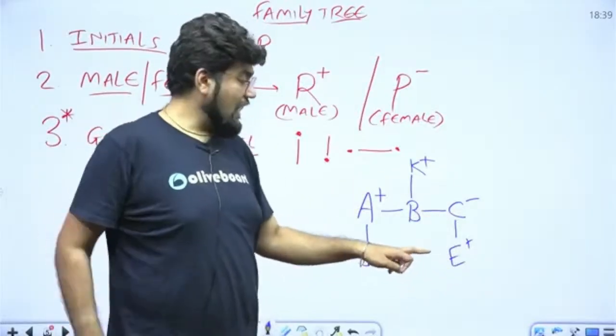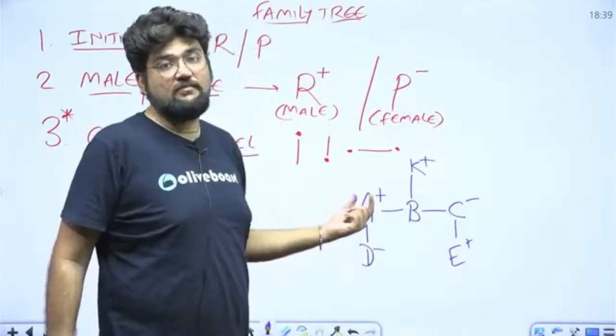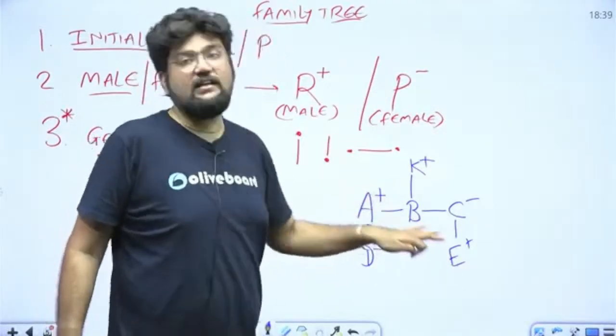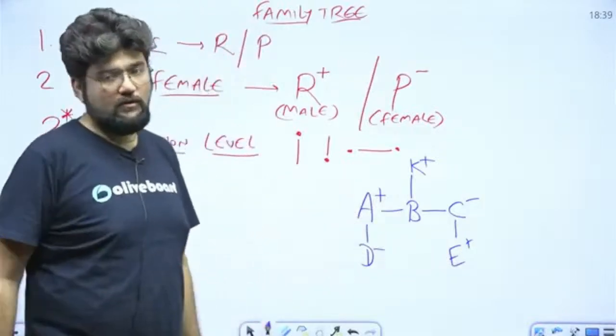So remember the question, how is A related to E? You need to specify A's relation. A's relation is a maternal uncle. How is E related to A? So you have to specify E's relation, that is a nephew. Look at the question and then answer. The direction of the question is also important.